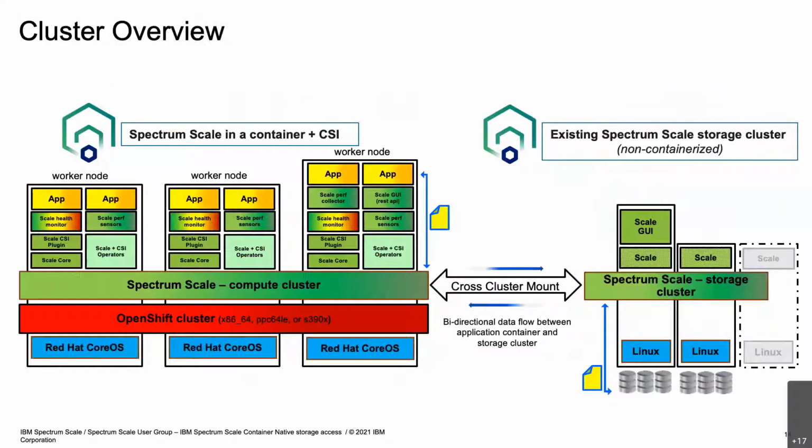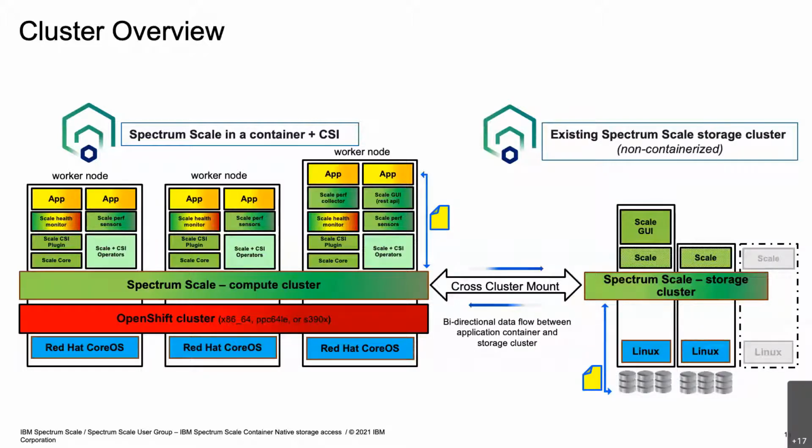Here's just a brief picture of what our Spectrum Scale container native storage access cluster looks like. To the left, you have CNSA, and we work in tandem with CSI, so it's one whole package. And we run on an OpenShift cluster. What you see here are 3 worker nodes running CoreOS and your Spectrum Scale client cluster, or compute cluster. Harold will cover this in much more detail, with the nomenclature of everything that we call it.